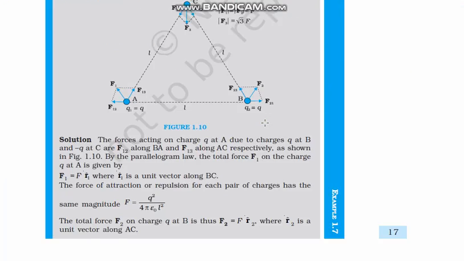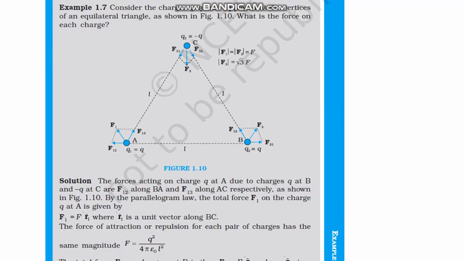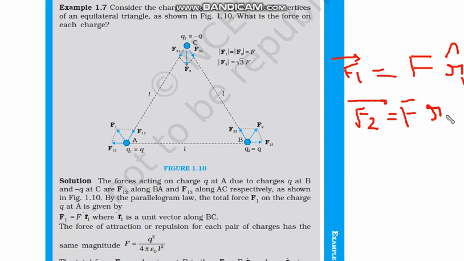Let us see. So first force F1, what was F1? F1 was F, and this unit vector R1. Then F2, what was F2? F2 was again F unit vector R2. What was this F3? F3 was root 3 F and unit vector n. So these were the three things.